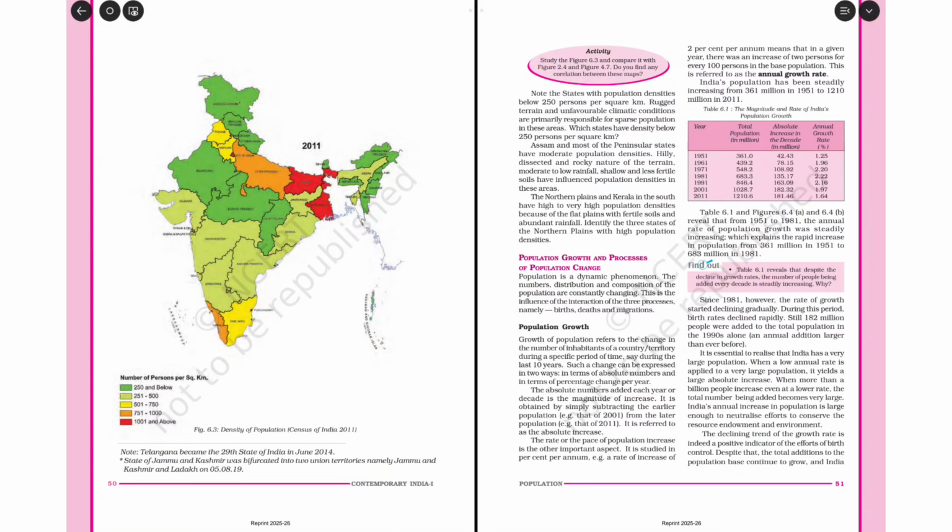Here we see the physical environment acting as the ultimate filter for human settlement. The text categorizes density into 3 tiers and links each tier directly to the physical geography. Let's start with the sparse areas, densities below 250 people per square kilometer, like our example of Arunachal Pradesh or the vast expanse of Rajasthan. The text points to rugged terrain and unfavorable climatic conditions. This is foundational survival stuff.